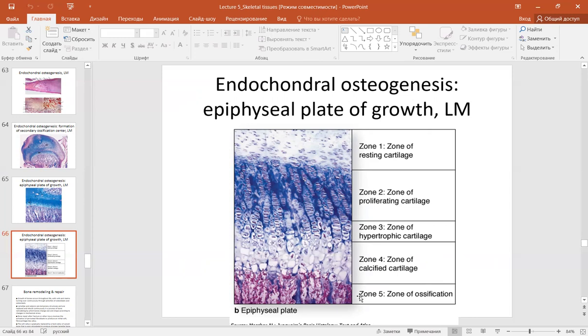And zone of ossification, where the space filled primarily by the chondrocytes is being filled with the osteoblasts and osteocytes developing the lamellar bone and bone tissue. Epiphyseal plate. Epiphyseal plate of growth of bone.